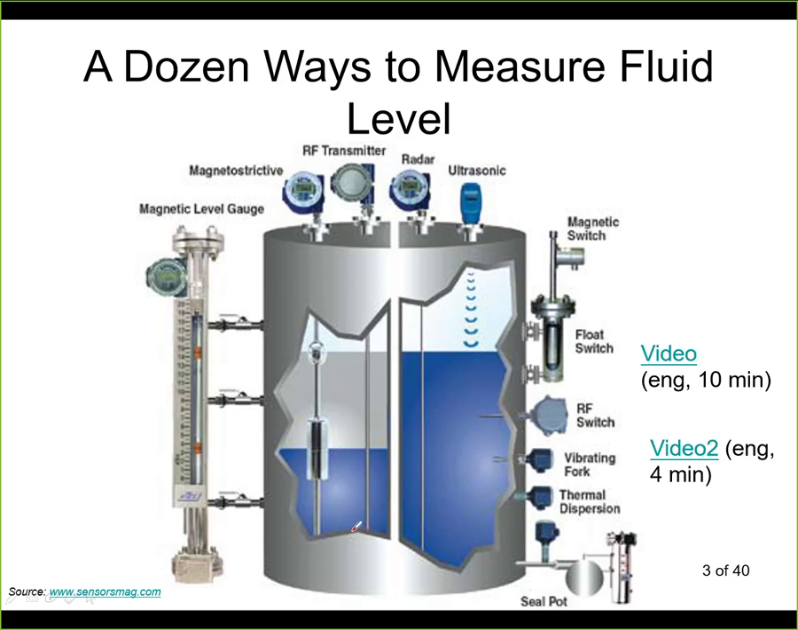We can have sensors that measure only in one point, those point level detectors. So for example, here you can see a vibrating fork and a thermal sensor. That's one example of a point level detector, and we'll be talking about it later during the lecture. On top here you have the continuous sensors. For example, you can have an ultrasound, you can have radar, you can have other sensors as well that measure continuously the distance between the sensor and the liquid level.